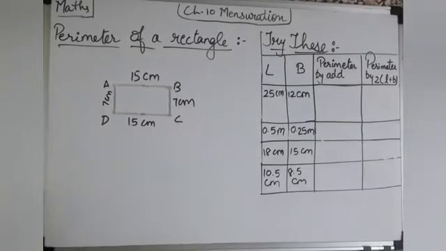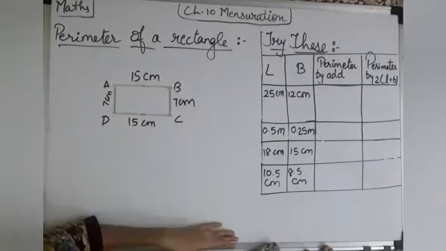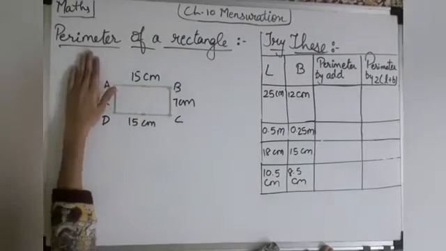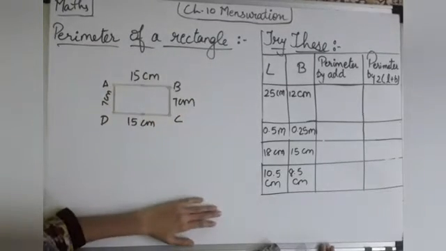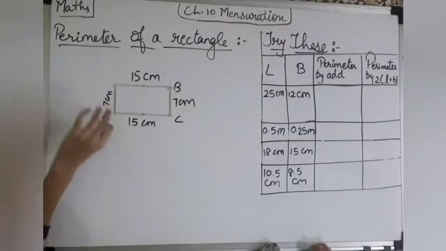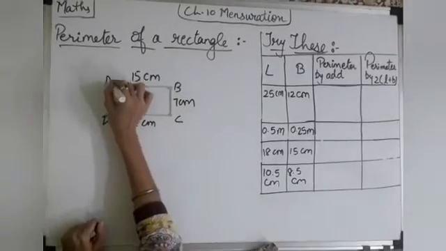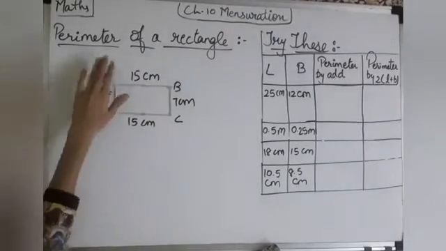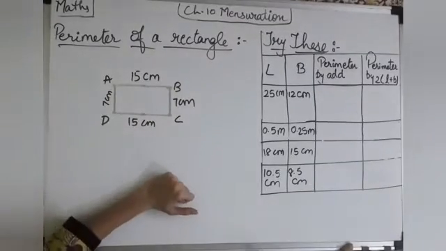As I have given you the introduction about perimeter, right? Perimeter means we are counting the total of the borders, and it is called perimeter. Now, today's topic is perimeter of a rectangle. In this, I will show you the formula of perimeter of a rectangle.